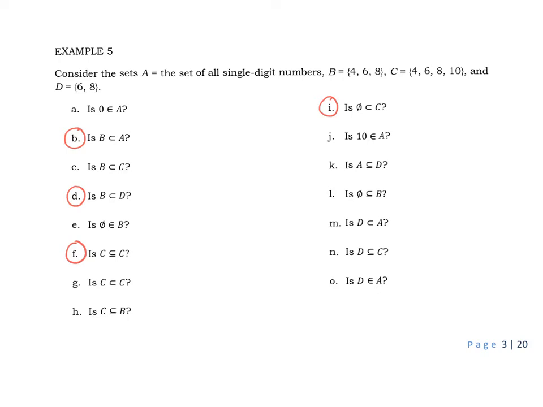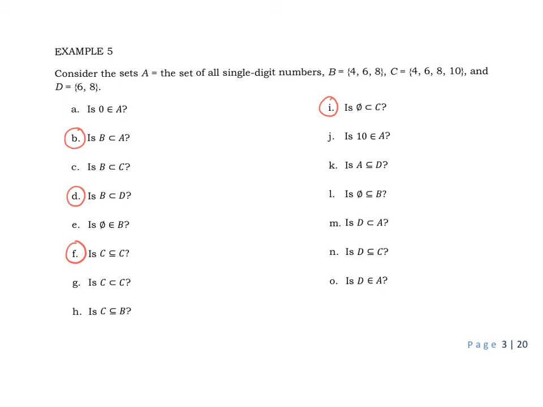For example 5, we're going to work through the 4 portions of the example that are circled. Then I'm going to ask you to pause the video, work through the remainder on your own, and then turn the video back on and see how you did. So we have 4 sets that we're going to consider.